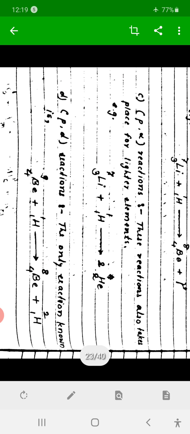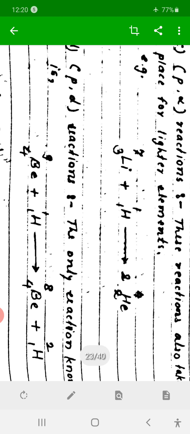Then P gamma reactions, that is gamma radiations. Lithium 37 plus H11 gives beryllium 48 plus gamma. Then P alpha reactions. Proton is the projectile, alpha is the ejectile. Example: lithium 37 bombarded by proton H11 gives 2 nuclei of alpha particles, that is He24.